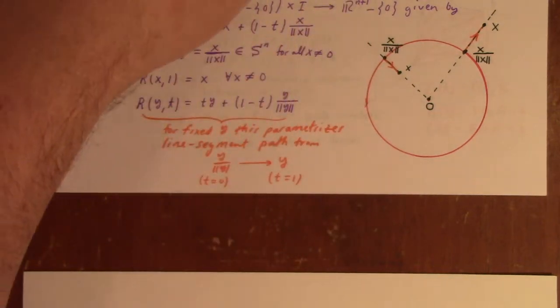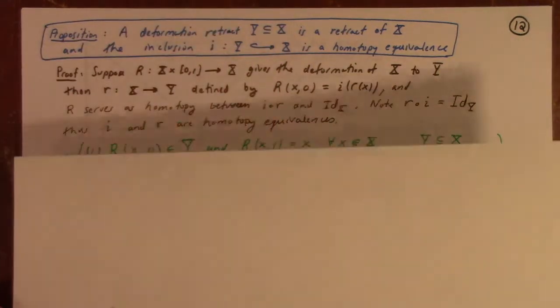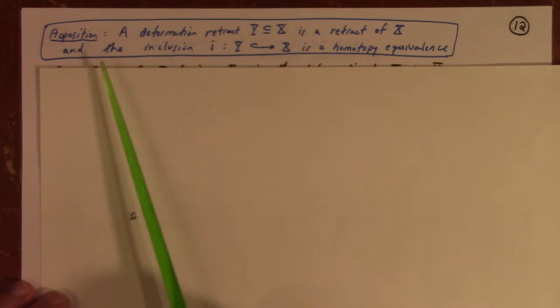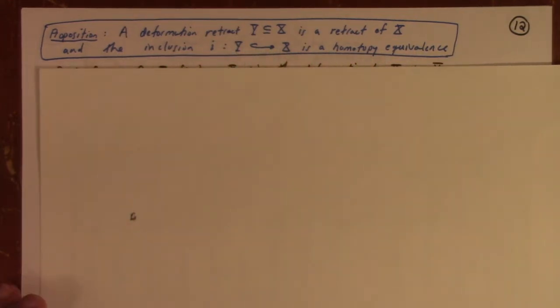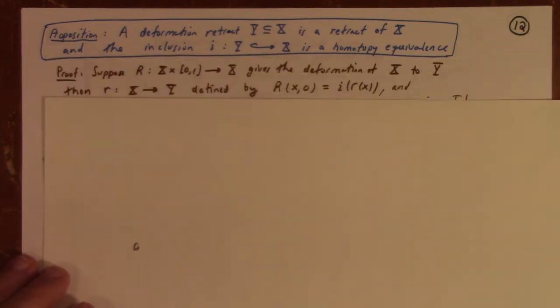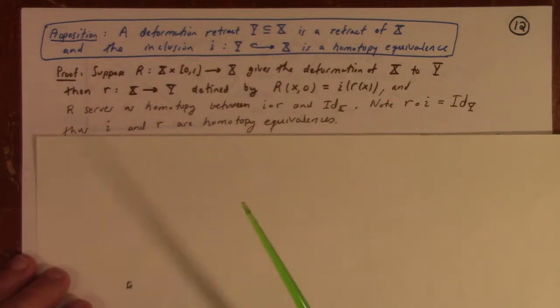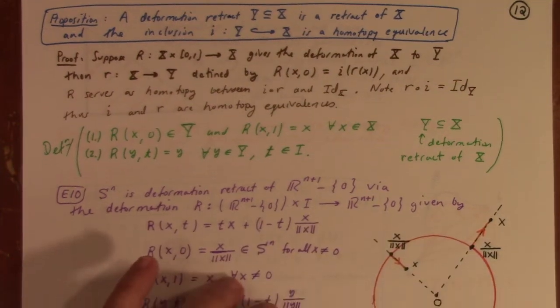All right, what else could we say? A deformation retract Y, a subset of X, is a retract of X, and the inclusion is a homotopy equivalence. So a space and its retract have the same homotopy. Well, that's interesting, isn't it? That means we can deform spaces and not change their homotopy. That's actually very interesting. Here's the proof of that, which I will skip. And here's an example, which I will not skip.